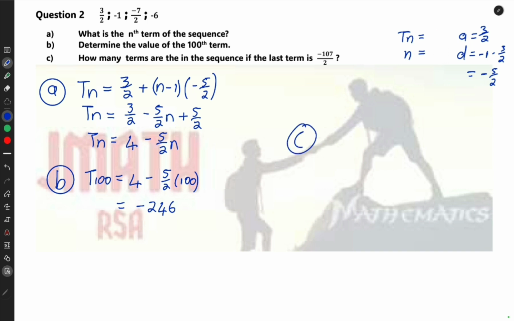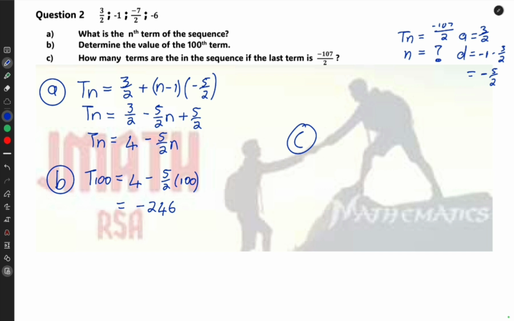Question C. How many terms are there in the sequence if the last term is -107/2? So how many terms are there? I don't know what n is, but I know Tn is -107/2. So they could say just, if this is the value, what is the position? Or they could ask it in this format. So just be comfortable with both. It means exactly the same thing.